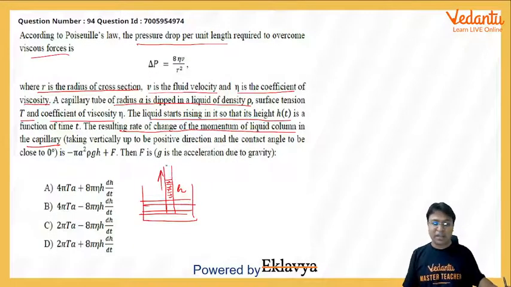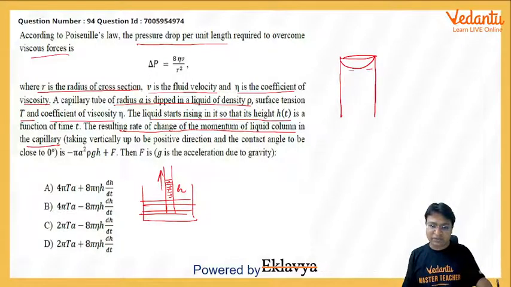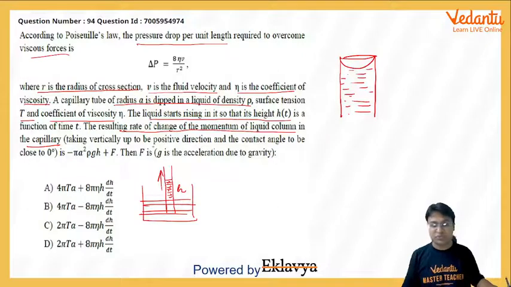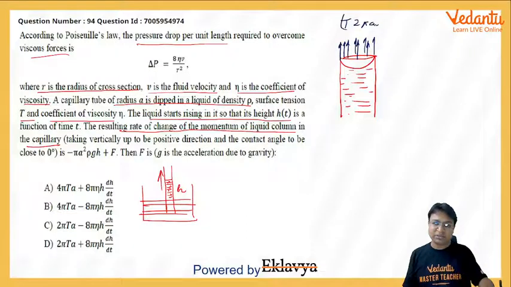If I draw a figure of the liquid present in the capillary, it looks like this. First of all, notice that the meniscus of the liquid will be hemispherical, since the contact angle has been given as close to zero. The forces acting here: an upward force acts on the periphery of this hemisphere. That is the force due to surface tension, and it is given by T into 2 pi a.